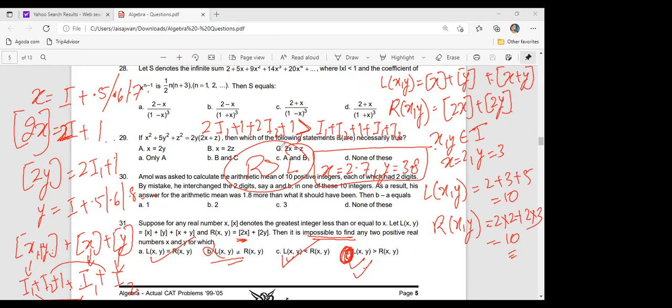So the answer will be D option here. Soumya, is it clear? Which is impossible to find. So you can find them to be equal. You can say R is more than L. But yes, it is impossible that L is more than R.